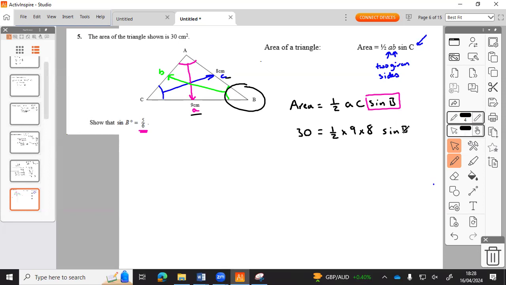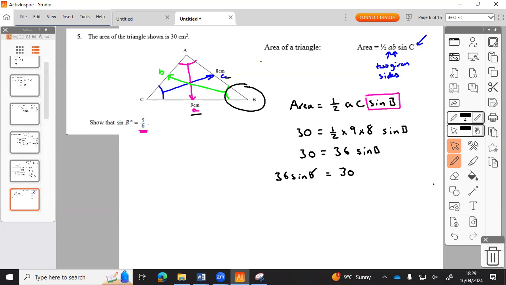So let's tidy that up and do the multiplication part of it. Remember you can do it in any order. So a half times 8 is 4, so 9 times 4 is 36. I'm going to spin that round so sine B is on the left hand side. I've not done anything to it, I've not changed side or anything. I've just flipped it round so I've got my sine B on the correct side.